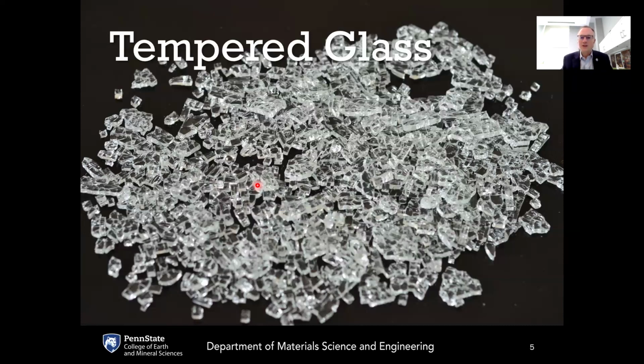And when tempered glass breaks, it can do so in a fairly catastrophic fashion, resulting in many small pieces as shown here. Now, the reason that this happens is that all of that tensile energy that gets released acts to accelerate the propagation of the crack tip.